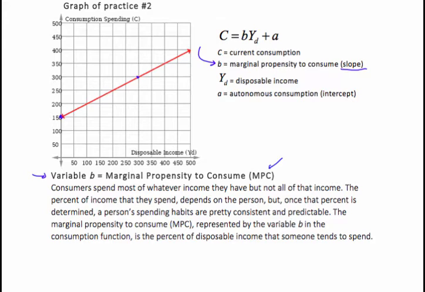So consumers spend most of what income they have, but not all of that income. The percent of income that they spend depends on the person, but once that percent is determined, a person's spending habits are pretty consistent and pretty predictable. The marginal propensity to consume, represented by the variable B in the consumption function, is the percent of the disposable income that someone tends to spend.